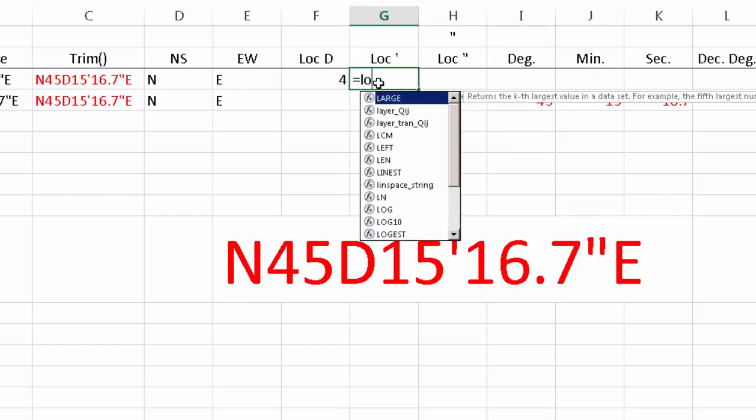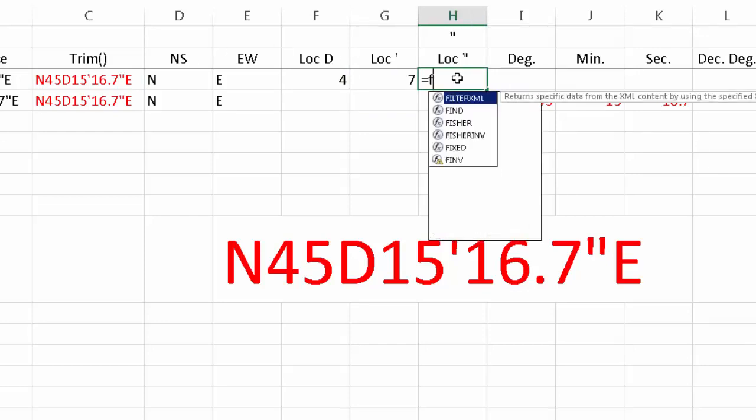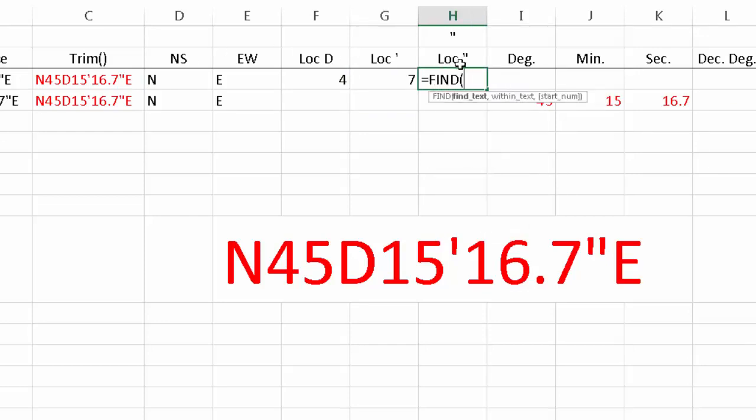For the location of the apostrophe, we want to find the apostrophe, so put that in quotations. So this is quotation, apostrophe, quotation, and we want to look in our same text string, and here I'll use the third argument, or third option, which is just the starting point. And then lastly, we're going to look for the quotation symbol.